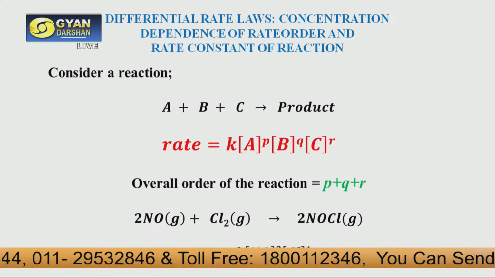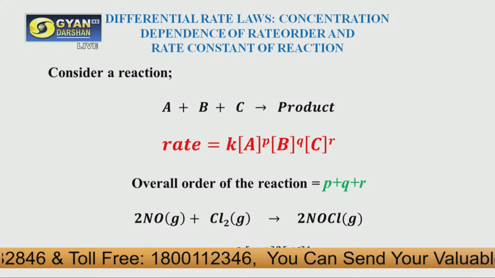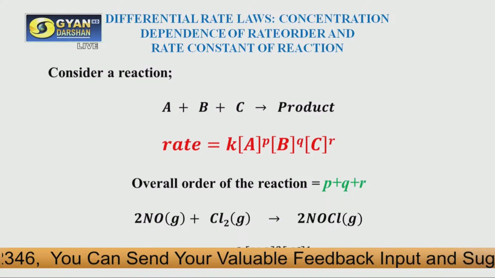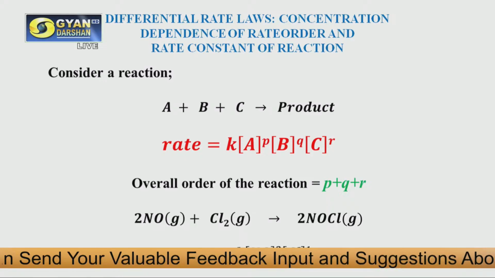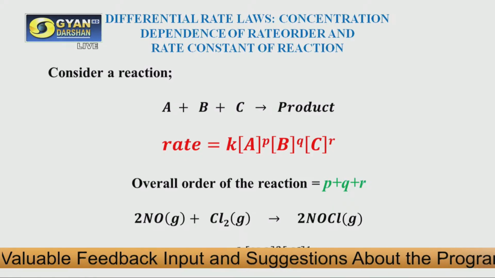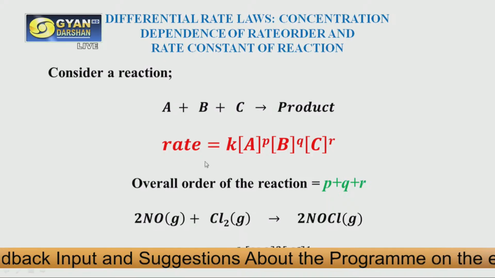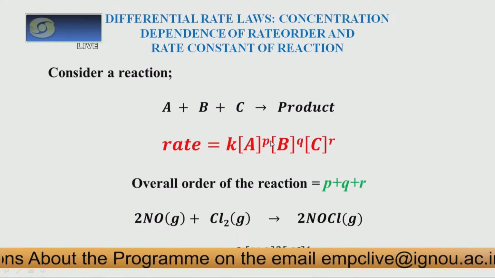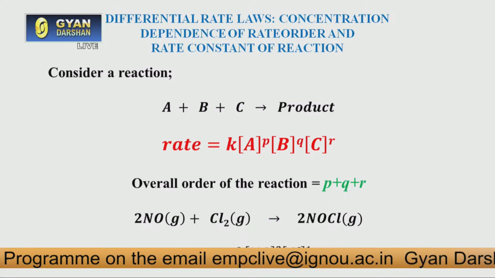Let us consider some other example, like reactants A plus B plus C giving the product. The rate is directly equal to K, the rate constant, times the concentration of A to some power P, the concentration of B to the power Q, and the concentration of C to the power R.